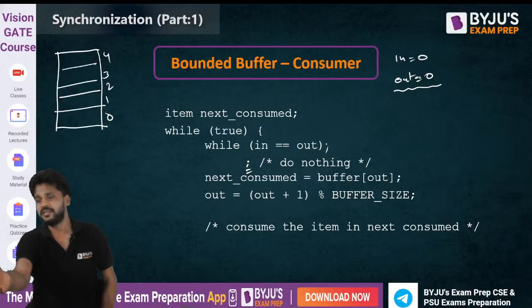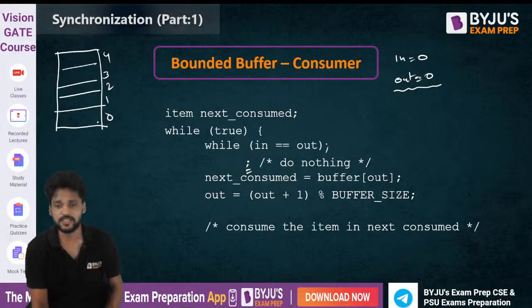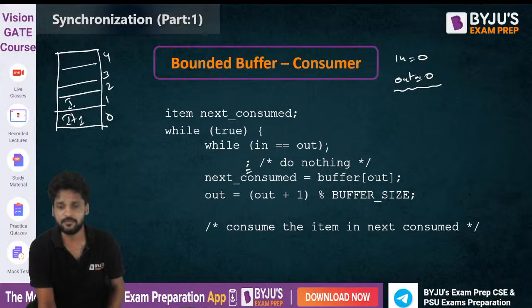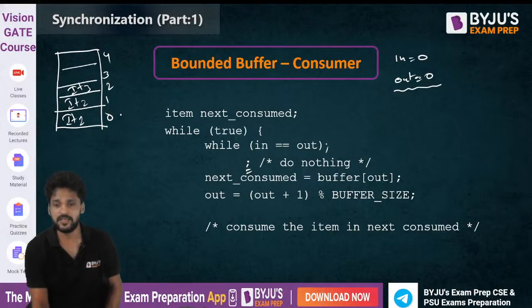Then also in will be equal to 0, out will be equal to 0. So then let us say initially there are 3 elements, item 1, item 2, item 3. So at that time, what is in, what is out? In will be equal to 3, out will be equal to 0. Right? Out is at 0, in will be equal to 3.